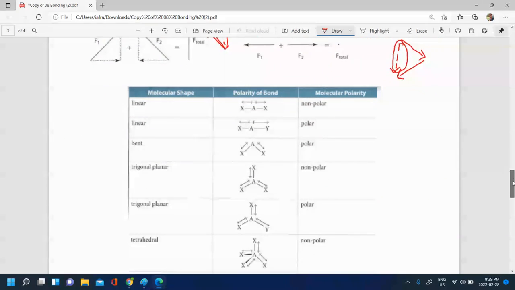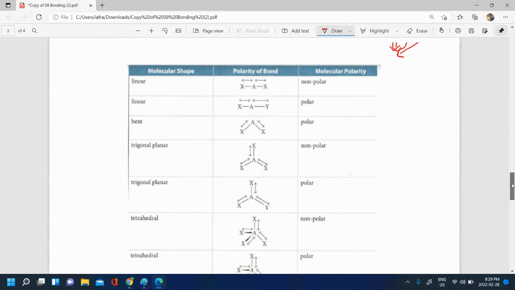So this is a little table over here that you can take a look at to see what is considered symmetrical. Notice a linear molecule is considered symmetrical as long as the atoms on both sides of the central atom are the same, X and X, for example. So overall, you'd have a nonpolar molecule even if you have polar bonds.